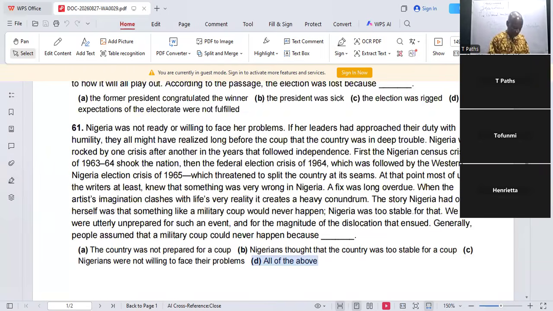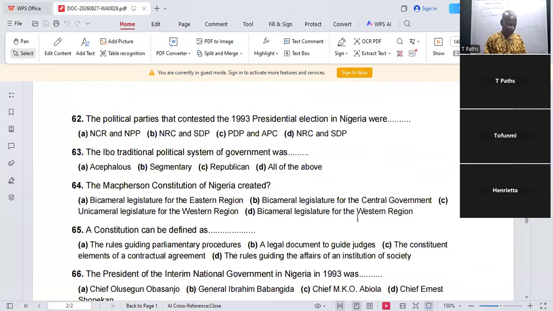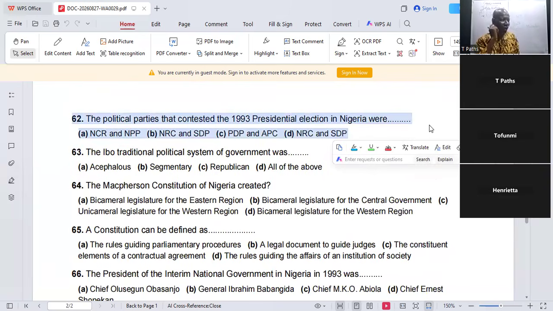D. Number 62. The political parties that contested the 1993 presidential election in Nigeria were, now let me take your mind back. Remember we said earlier that a political party is an organized group of people who share the same political ideology with the ultimate aim of gaining political power. And we all know that the body that is saddled with the responsibility of conducting free and fair elections as at 1979 was known as what? FEDECO.